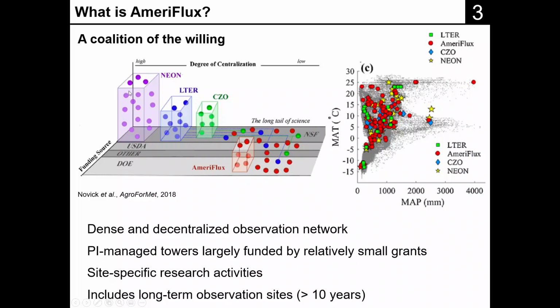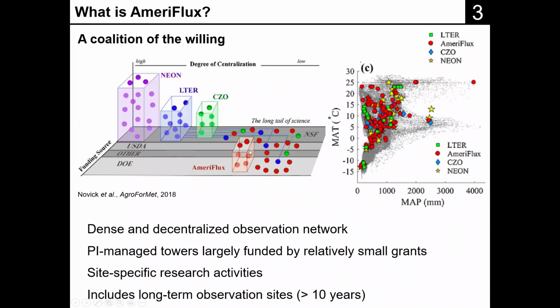And as you see there to the left here, there's a high degree of centralization. For example, NEON uses the same instrument, same processing, same calibration across all their sites. But then if you look at the red dots, which are Ameriflux, you see they're really funded by all sorts of different funding agencies, driven by individual site-specific research activities that are funded by small grants.